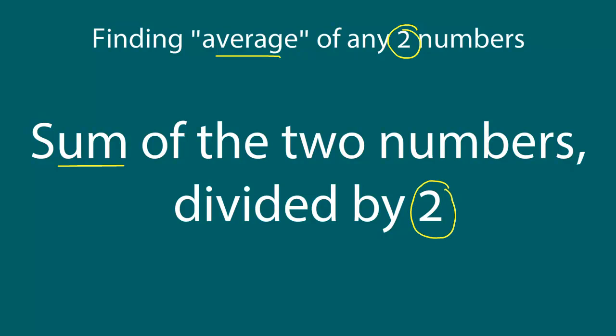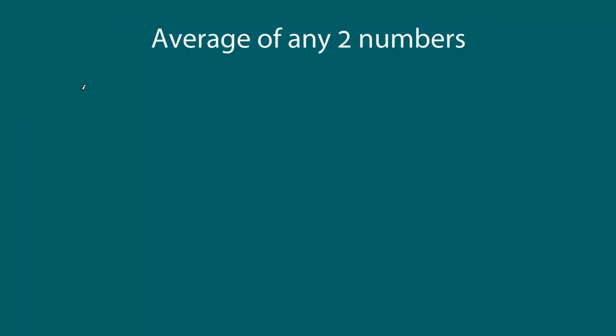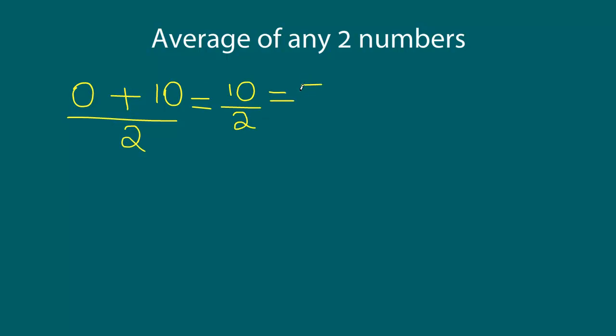So let's take some examples. Say we want to find out the average of the number 0 and the number 10. The formula says we will first find out the sum of the two numbers, and then we will divide the sum by the number 2. So in this case it will be 0 plus 10 is 10, divided by 2 is 5. So we say that the average of 0 and 10 is 5.